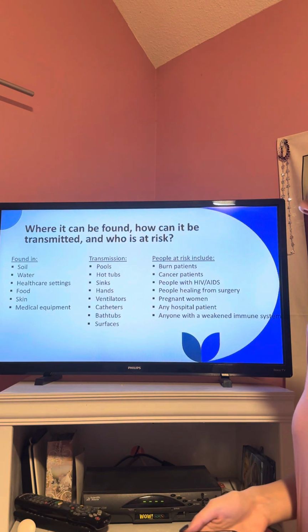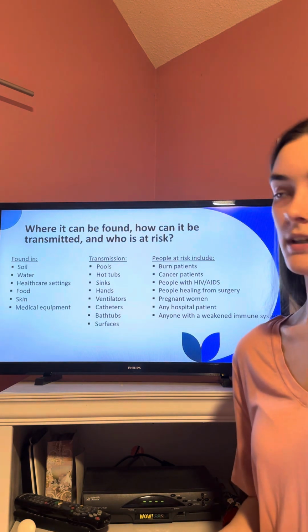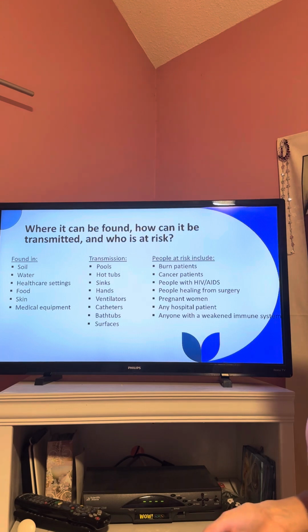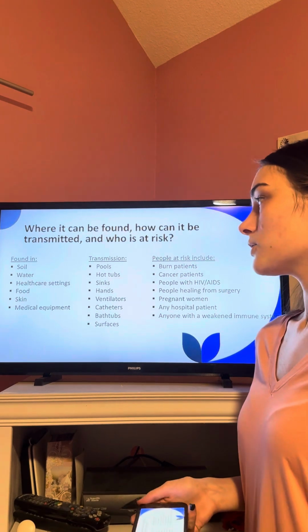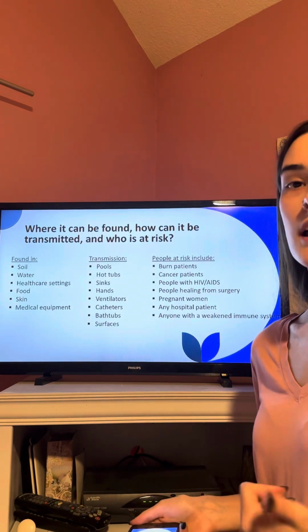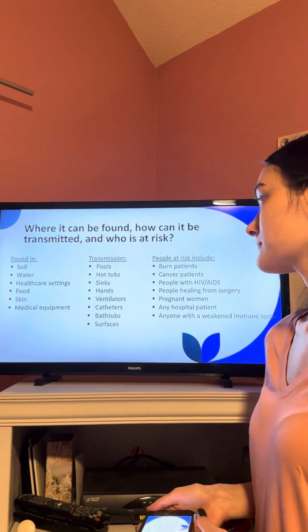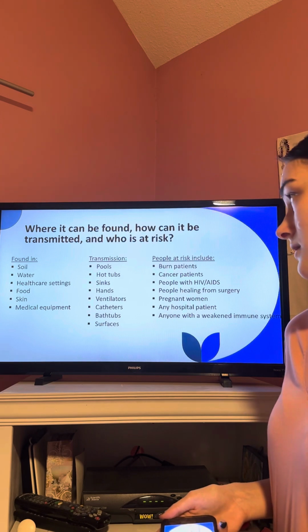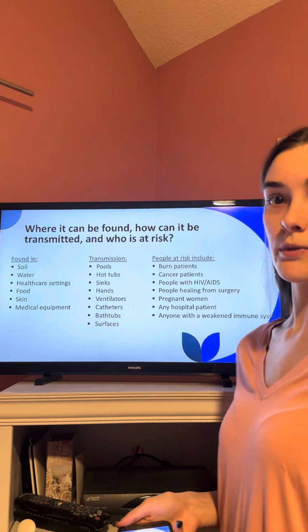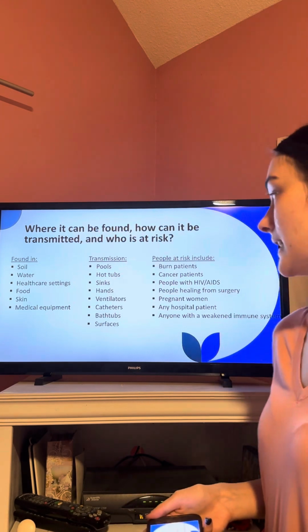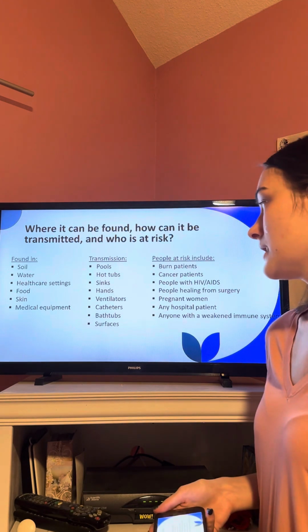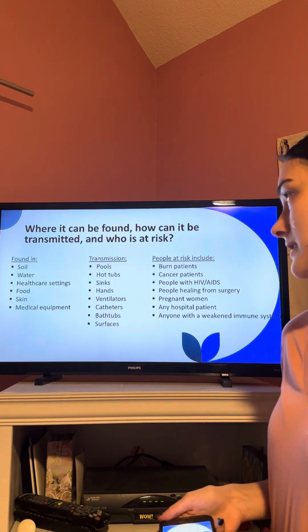Where it can be found, how it can be transmitted, and who is most at risk. Now, this bacteria is mostly found in the soil and water, but it can also be found in healthcare settings, food, skin, and medical equipment. Now, transmission, it can be passed on to people through pools, hot tubs, sinks, hands, ventilators, catheters, bathtubs, and surfaces.